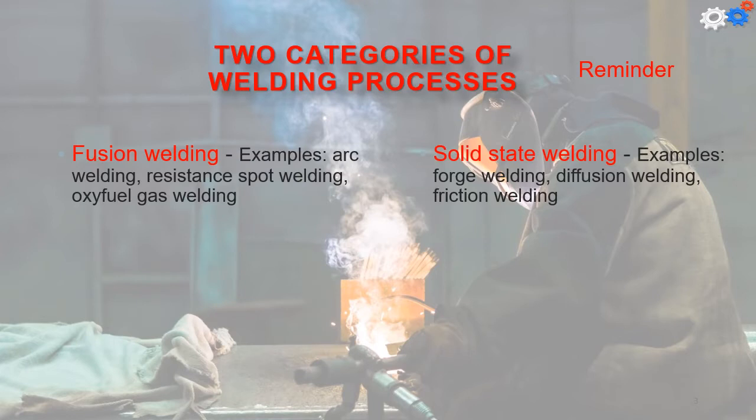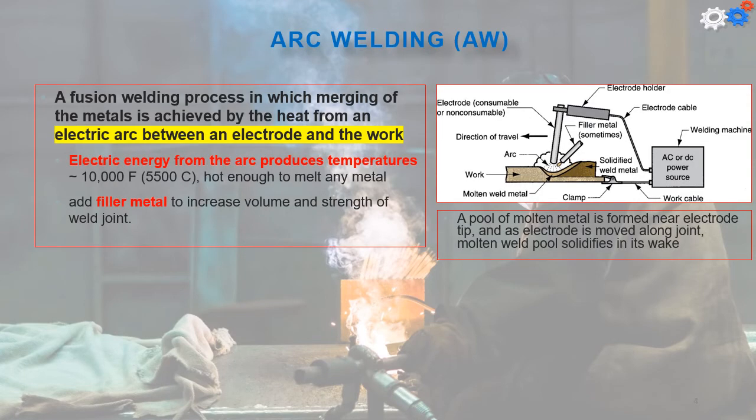There are two categories of welding processes: fusion welding and solid-state welding. The arc welding process is a fusion welding process in which the merging of the metals is achieved by the heat from an electrical arc between the electrode and the work. The electrical energy from the arc produces a temperature up to 10,000 Fahrenheit or 5,500 centigrade, which is hot enough to melt any metal. Add filler metal to increase the volume and the strength of the weld joint.